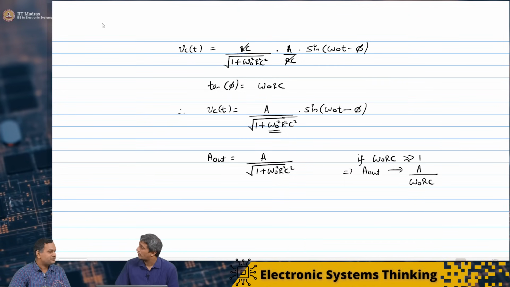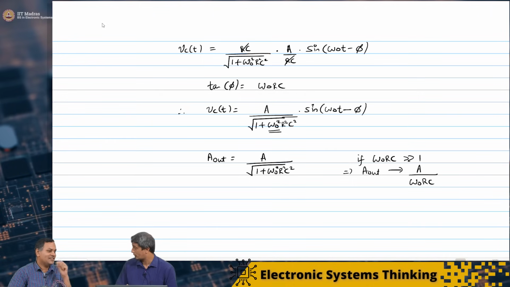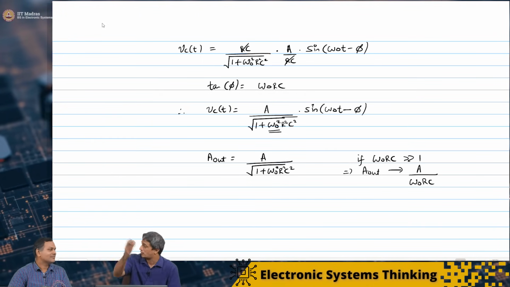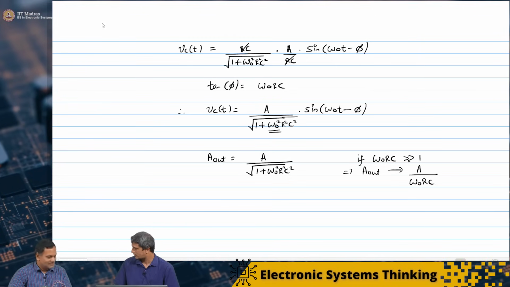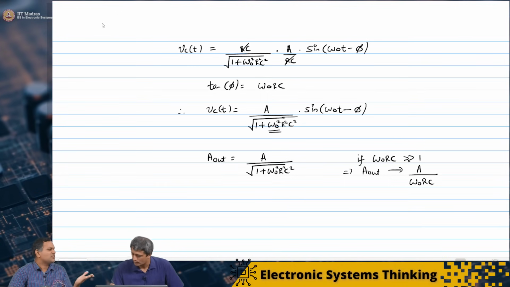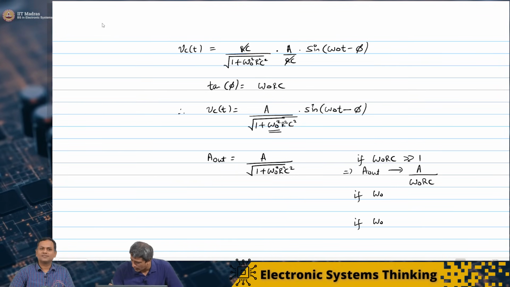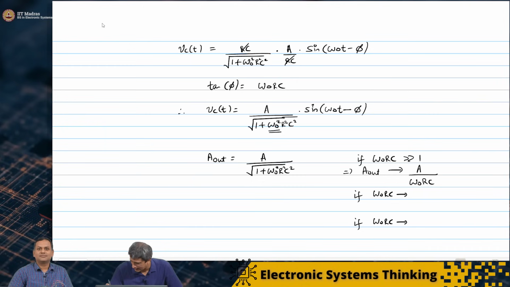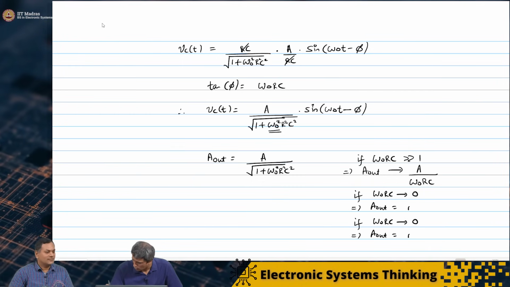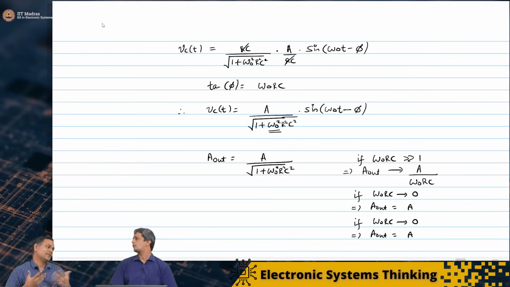But what happens when omega naught RC is very close to 0? When we took a 100 hertz sine wave with respect to the RC that was 100 microseconds, this omega naught RC was a very small number. So it's almost the same amplitude A. Exactly. If omega naught RC tends to 0, A out is equal to A. This is exactly what we saw.